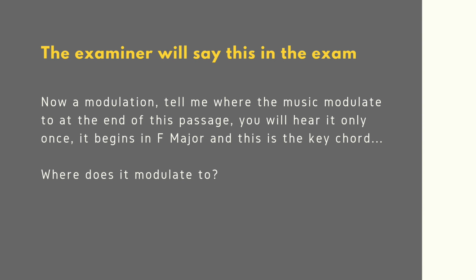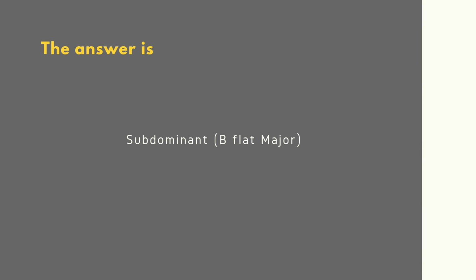Here is an example. Now in modulation, tell me where the music modulates to at the end of this passage. You will hear it only once. It begins in F major, and this is the key chord. Where does it modulate to? It modulates to the subdominant, B flat major.